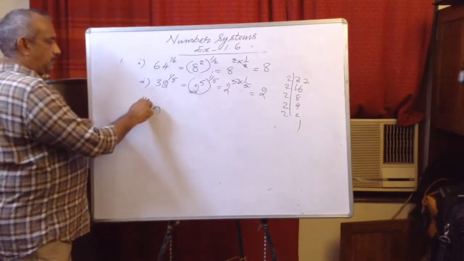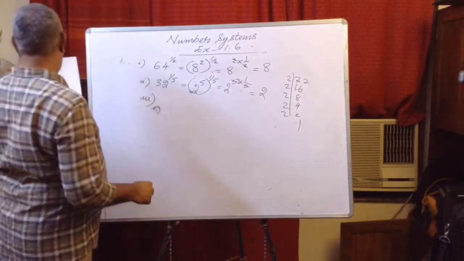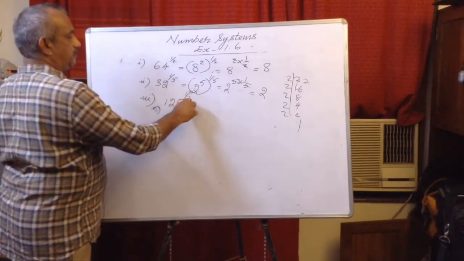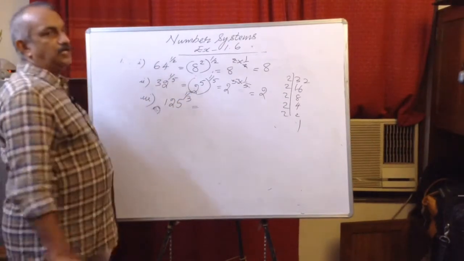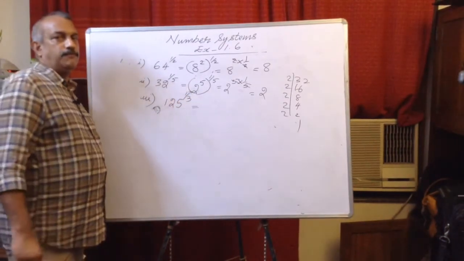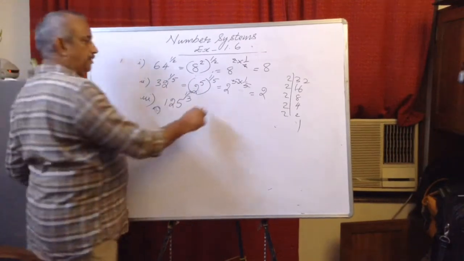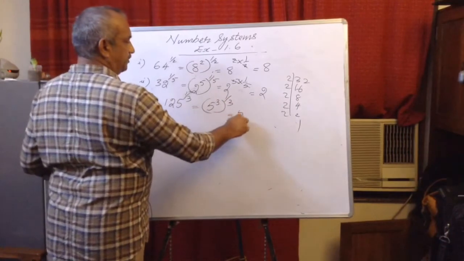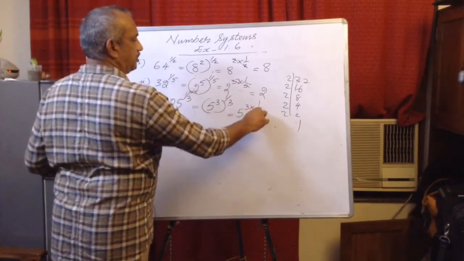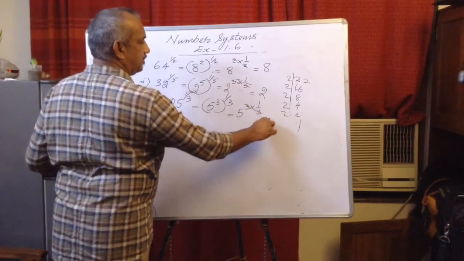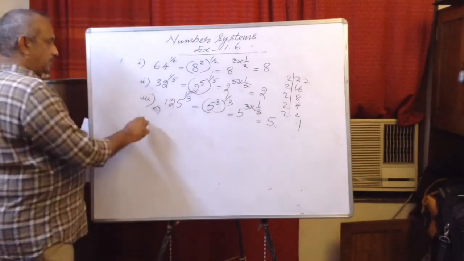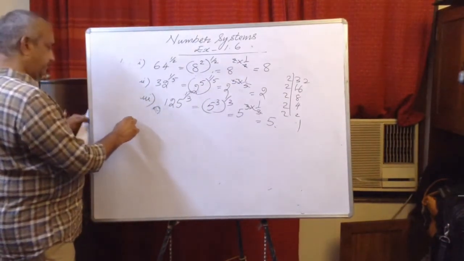Now third one. See, 125 raised to 1 upon 3. So 125 is the cube of 5. 5 cube the whole raised to 1 upon 3. 5 raised to 3 into 1 upon 3. 3 gets cancelled. 5 is the answer. Now question number 2.